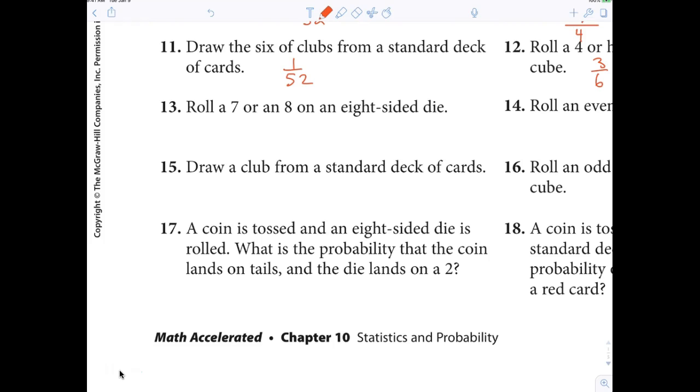How many numbers are on an 8-sided dice, Thomas? 8. Now, how many on that die are a 7 or an 8? 2 out of how many? Thank you, Thomas. There you go, buddy. 2 out of 8. And if I ask you to reduce that, you would say it reduces to what? Yes, good. 1 out of 4, buddy.